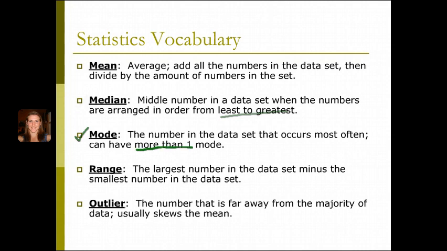Mode is your number in the data set that occurs most often, and remember, you can have more than one. Your range is your largest number in the data set minus the smallest number in your data set. And an outlier is a number that's far away from the majority of numbers in the data, and it usually will skew the mean. You will not necessarily have an outlier, but it is possible. So let's go on and talk about stem and leaf plots.